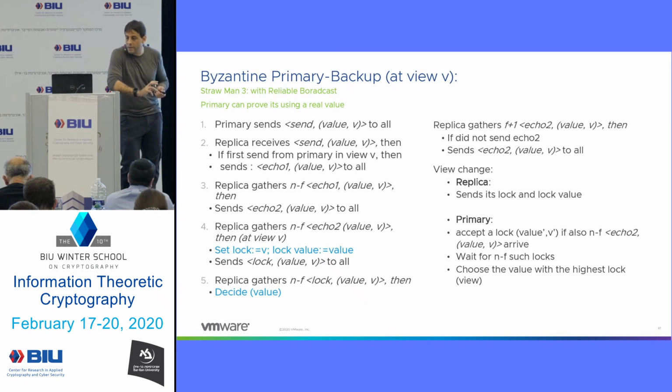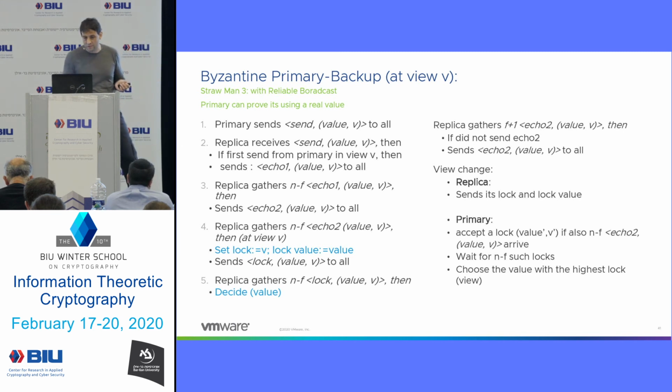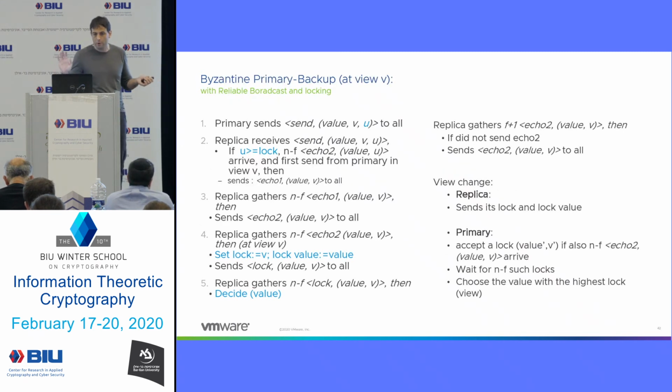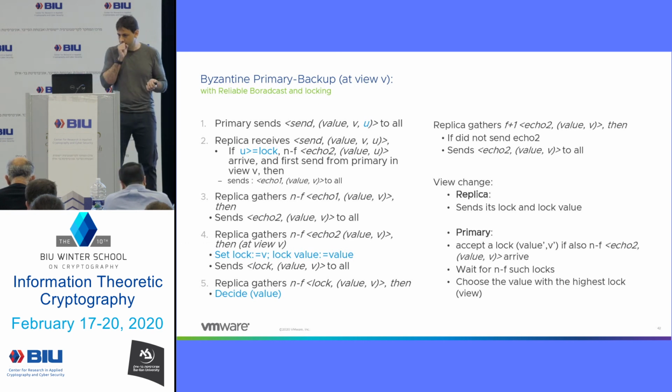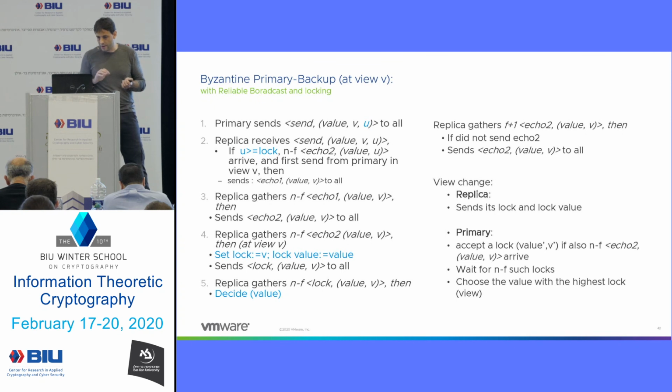So what is missing here is still the fact that the primary, when it sends a message, has to choose a value that was sent in some older view, because we can verify that. So in this phase, we're not even verifying this thing. What we're going to do is verify it, and this is the whole protocol. So now you're seeing a Byzantine primary backup protocol that has kind of all the ingredients.